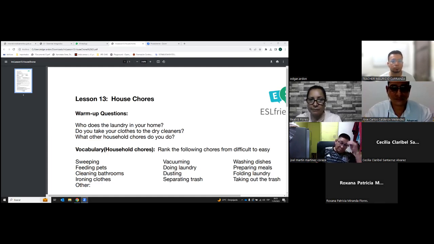In my case, when I lived in an apartment, I used the dry cleaners because I didn't have the machine to wash my clothes. In this case only, but now I wash at home.